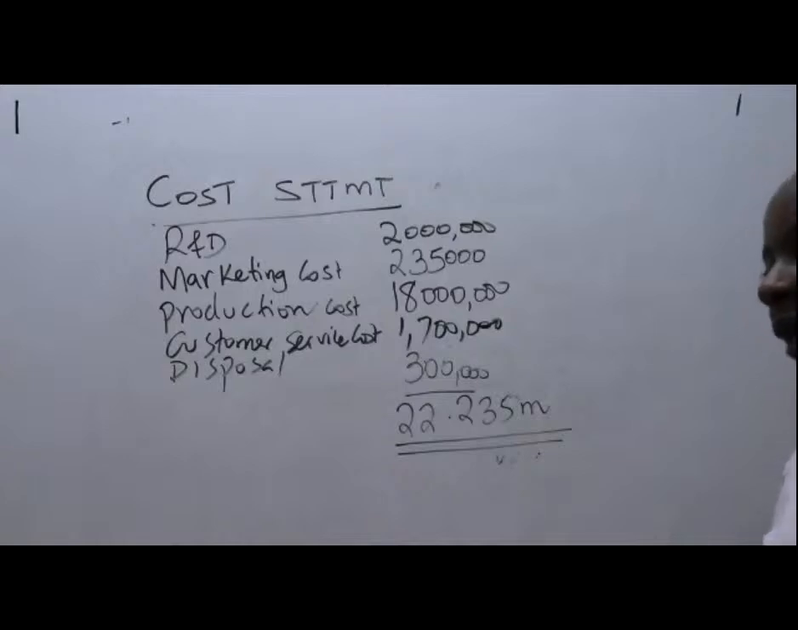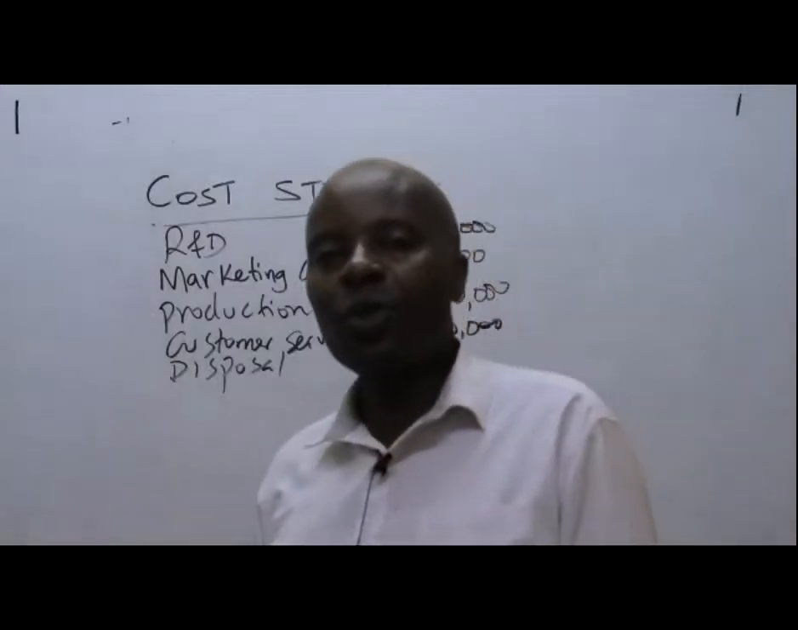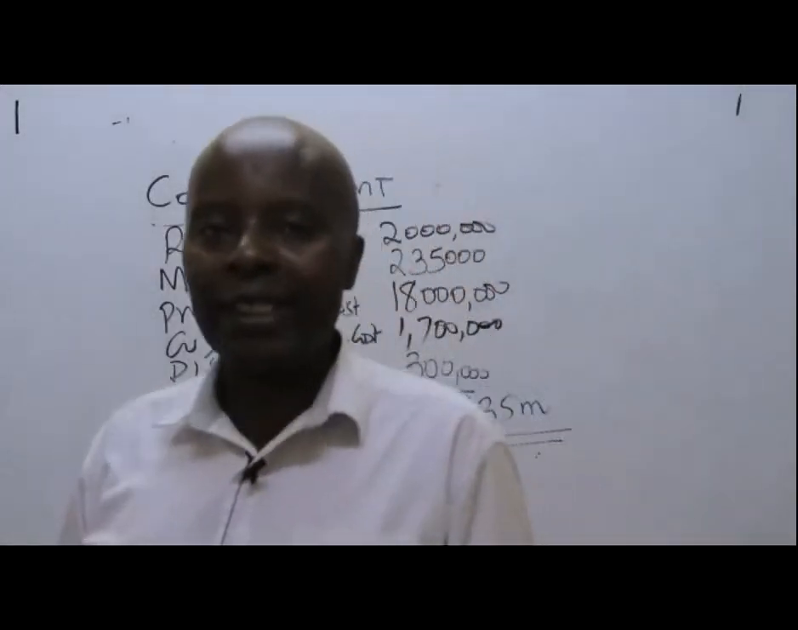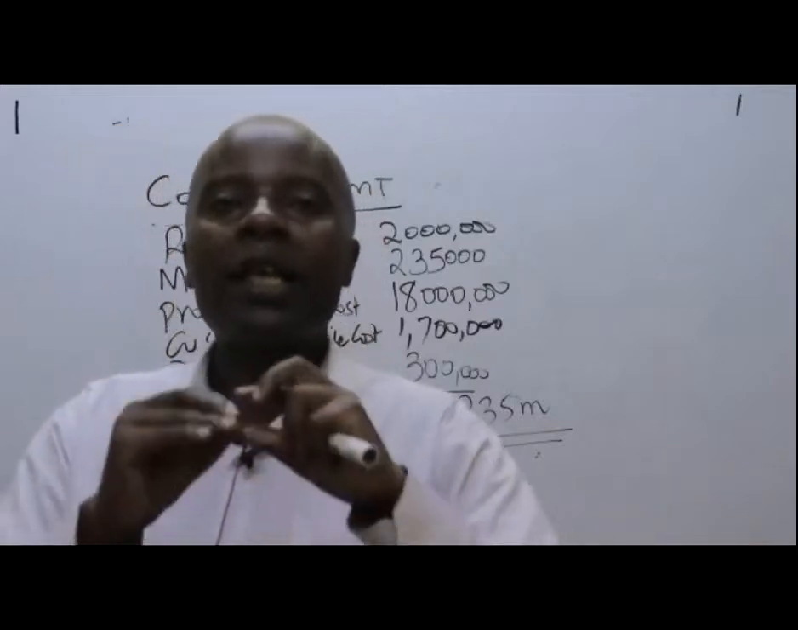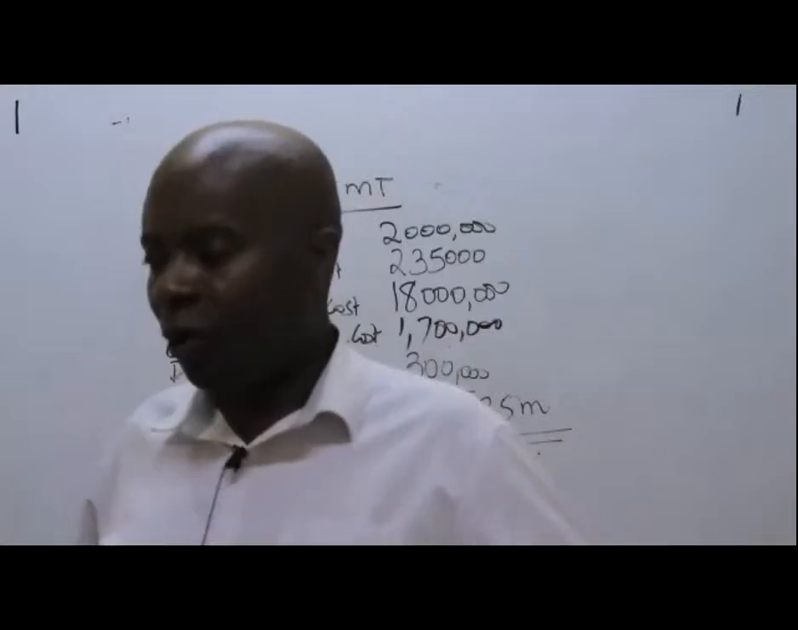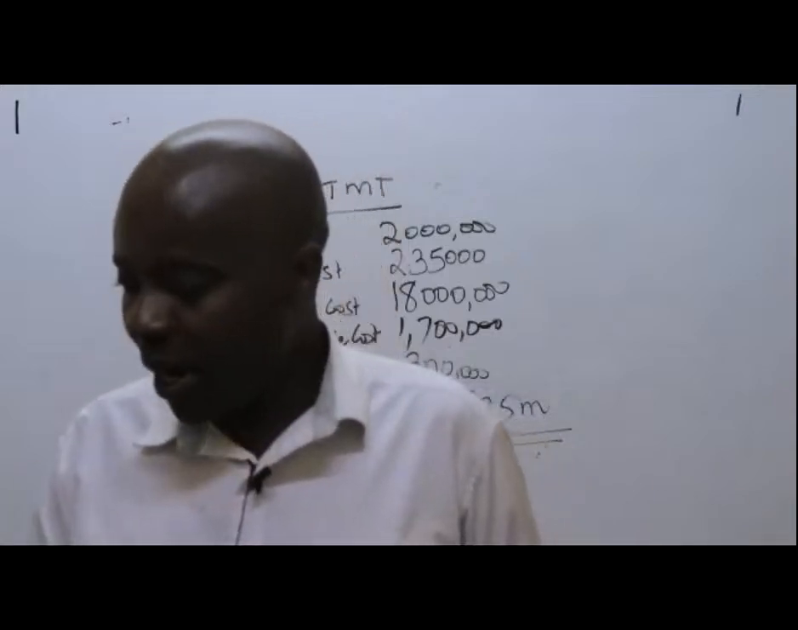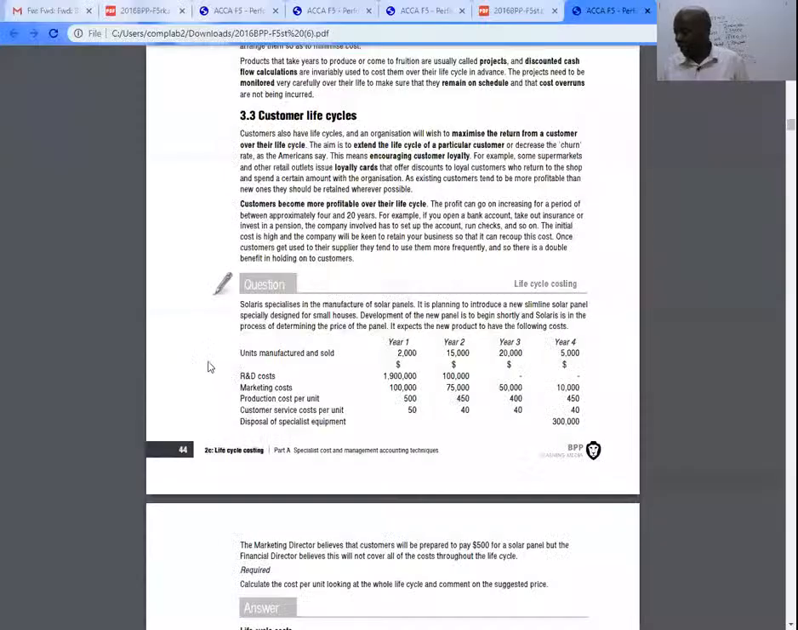Now, ladies and gentlemen, you have to be quite keen. What this examiner wants you to do is to ascertain the cost per unit, meaning that you must go over the years and add for us the total output, the total production quantity for the 4 years. Go back to the question. Could you kindly add for us units manufactured and sold?